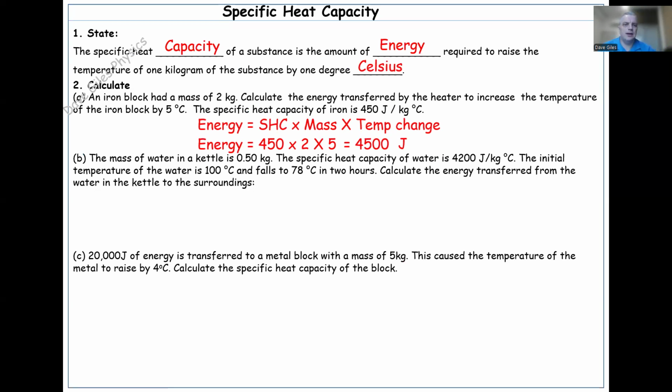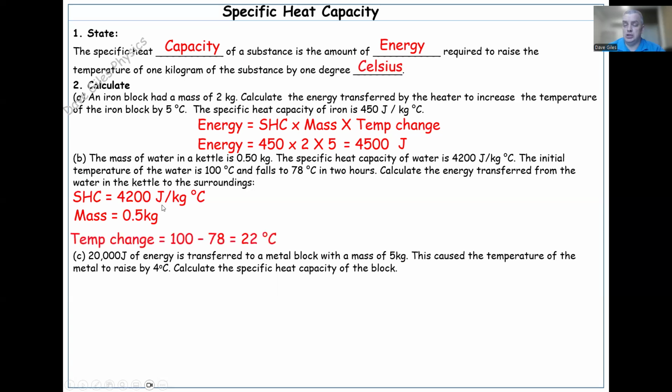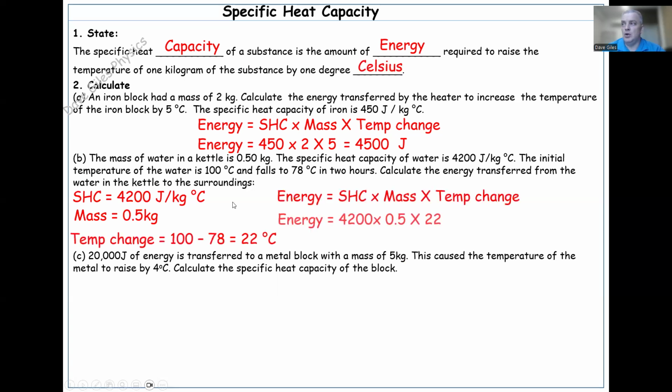For the next one here, a very similar question. The only difference is the temperature of the water is 100 degrees Celsius and falls to 78 degrees. So this time there'll be one difference, which is the fact it's losing energy. However, it's still the same calculation. Also, you've got to work out the temperature change. So the temperature change was 100 down to 78. So that changes 22 degrees Celsius. So SHC, 4,200. Mass, 0.5 kilograms. Temperature change, 22. Put the numbers in, and you get 46,200 joules.